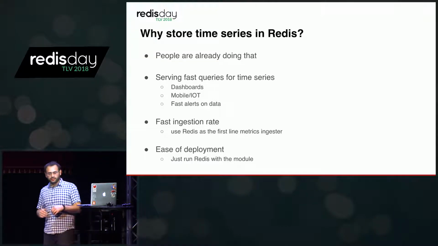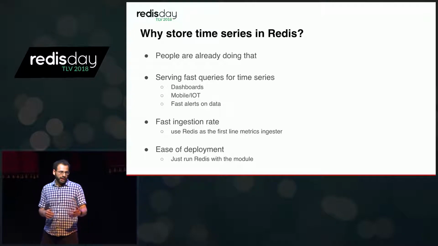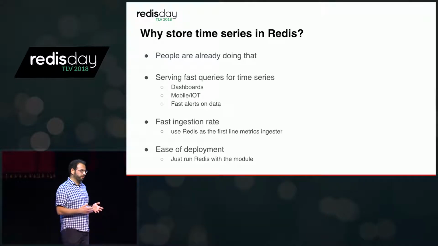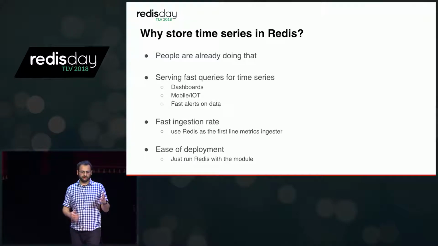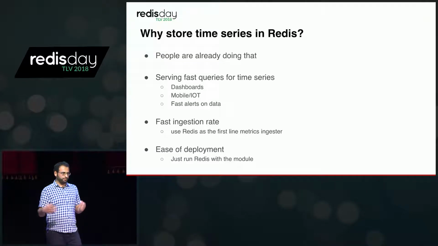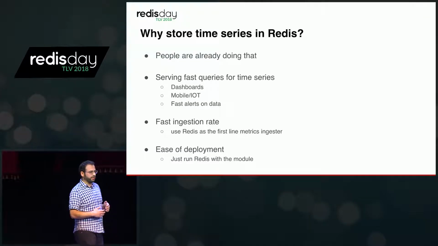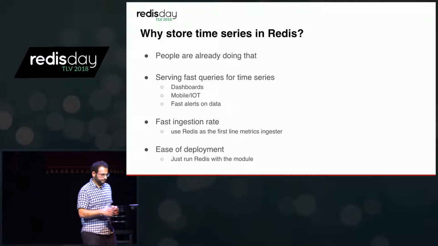And last but not least, the Redis server is really easy to deploy. It's really easy to embed. It's basically just one binary. So if you want Redis with time series, you can basically take the Redis server and the shared object module, put them together, and you have a really easily embeddable Redis server with time series.